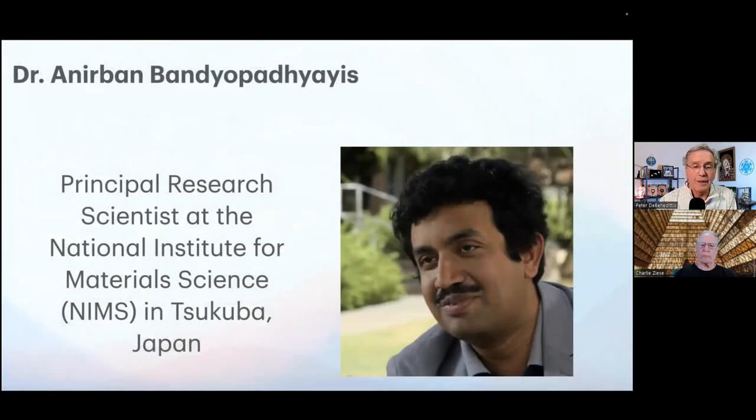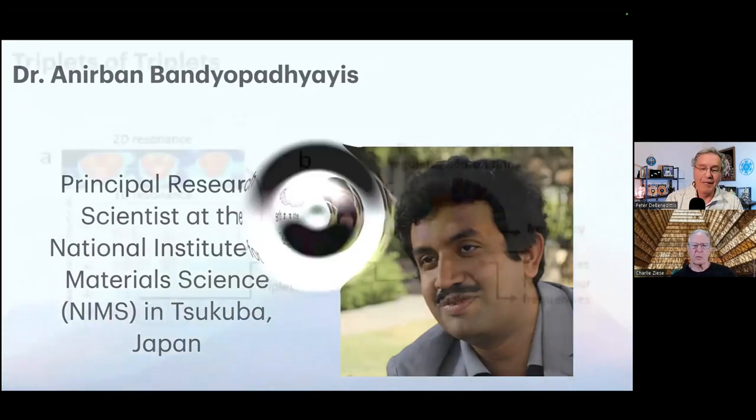Okay. So this is where Dr. Anirban, and I'm not going to try his last name, shows up. And Dr. Anirban, he's no slouch either. He's the principal research scientist at the National Institute for Materials Science in Japan, with over 100 published papers that he's the lead author on, not just the co-author. So this is, again, a super high-level science guy.